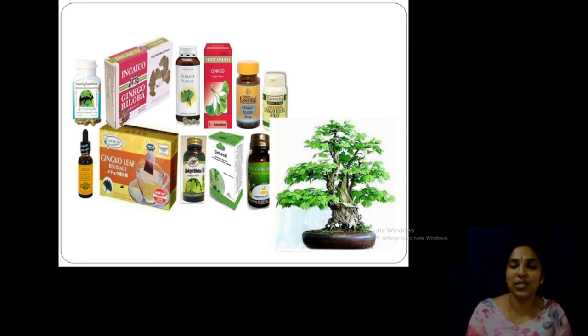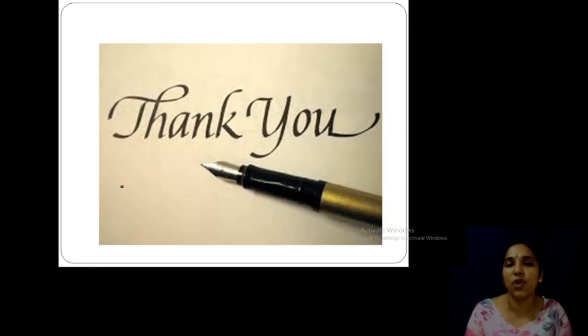So this is a Ginkgo plant. That's all about the Ginkgoales, its characters, its anatomy, its reproductive parts, etc. The phylogenetic significance and morphological views of the flower are very, very important in the case of the order Ginkgoales.